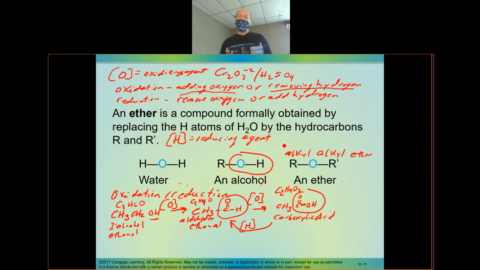The most common reducing agent is going to be sodium borohydride, NaBH4. Another very common reducing agent is lithium aluminum hydride. So you'll see an H on the arrow, or you will see sodium borohydride or lithium aluminum hydride, indicating that you are going to reduce your compound.